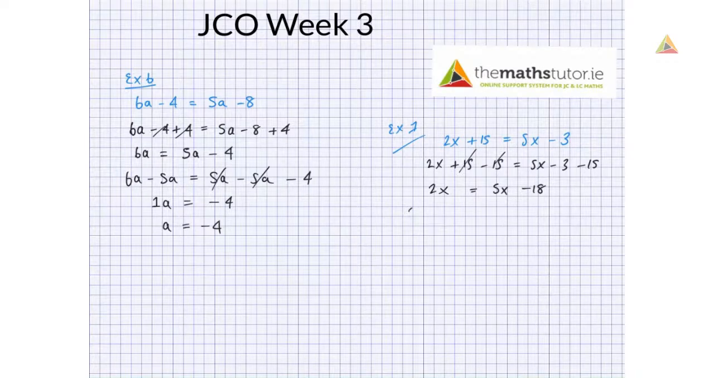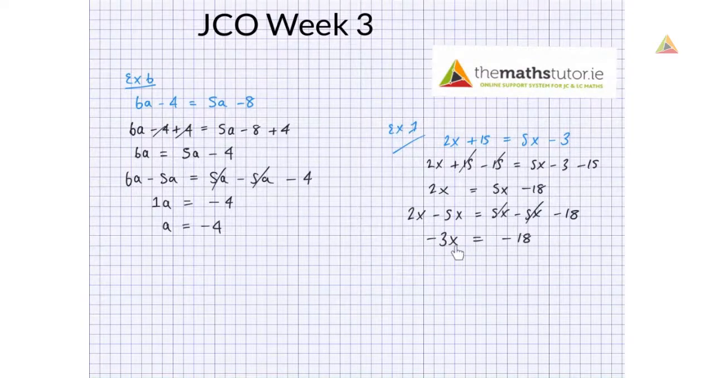So it's now going to become 2x minus 5x is equal to 5x minus 5x minus 18. 2x take away 5x is minus 3x. 5x take 5x is 0, so you're left with minus 18. Now, I want to isolate x on its own, so minus 3x. How do we get rid of the minus 3? We divide it by minus 3.